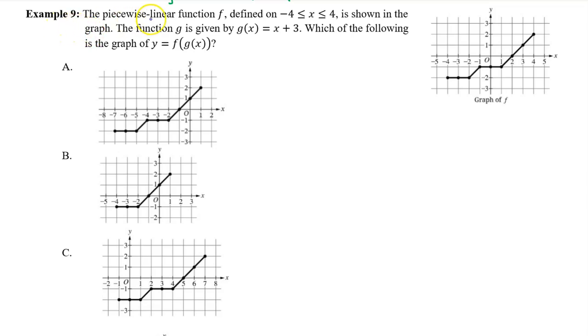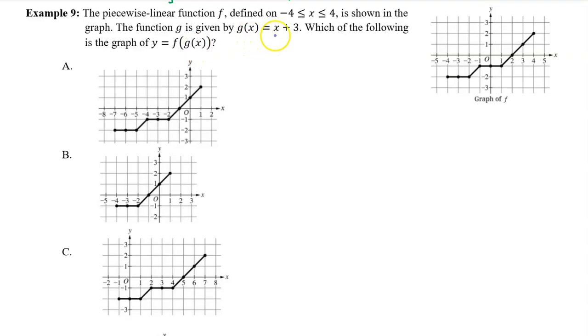Example 9. The piecewise linear function f, defined on the closed interval from -4 to 4, is shown in the graph. The function g is given by g of x equals x plus 3. Which of the following is the graph of y equals f at g of x? Since g of x is x plus 3, then f at g of x is really f at x plus 3. Think of this in terms of transformations.